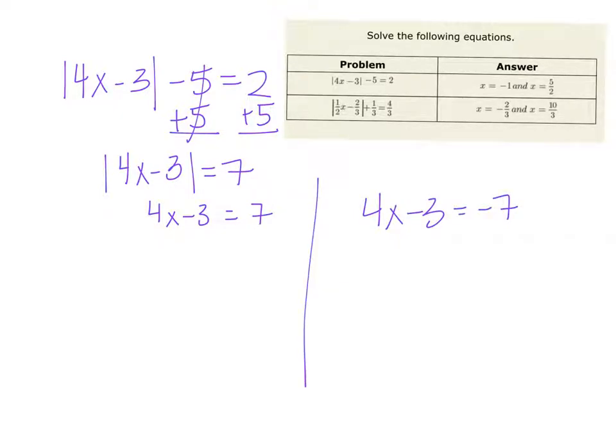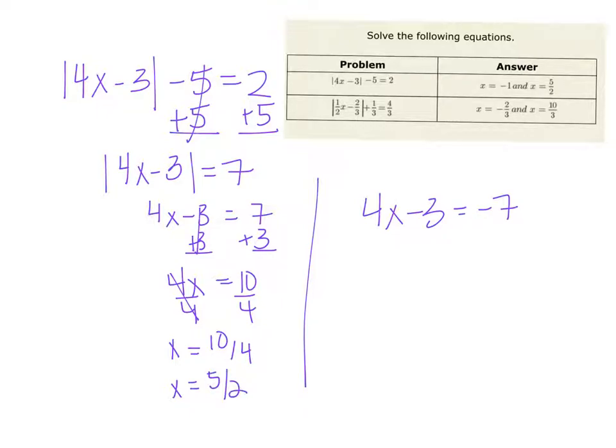So I have set up my two equations here. Now I need to solve. So I'm going to start by adding 3 to both sides. I have 4x equals 10. Divide by 4 to isolate my variable. I have x equals 10/4. If I want to simplify that, I can divide both the numerator and denominator by 2 to get x equals 5/2, which is one of my solutions.